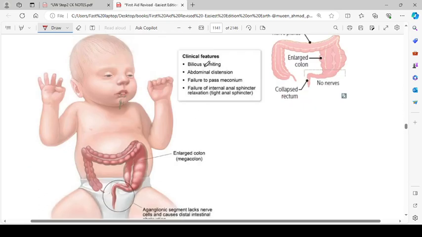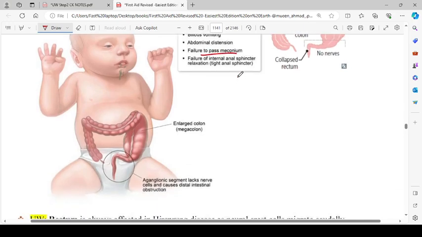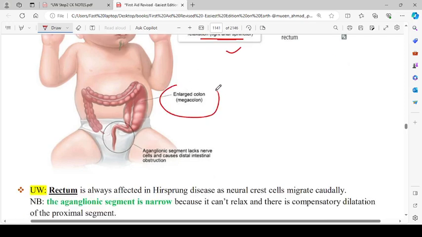So the clinical features include bilious vomiting, abdominal distension, failure to pass the meconium, failure of the internal anal sphincter to relax, that is tight anal sphincter, and large colon, that will be megacolon, because this is not relaxing. Feces cannot pass into this segment, so resultantly they start accumulating proximal to that, and that will result in megacolon. The aganglionic segment lacks nerve cells and causes distal intestinal obstruction.